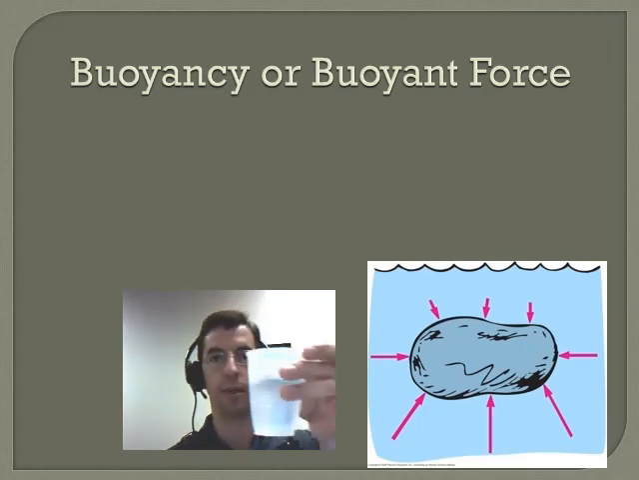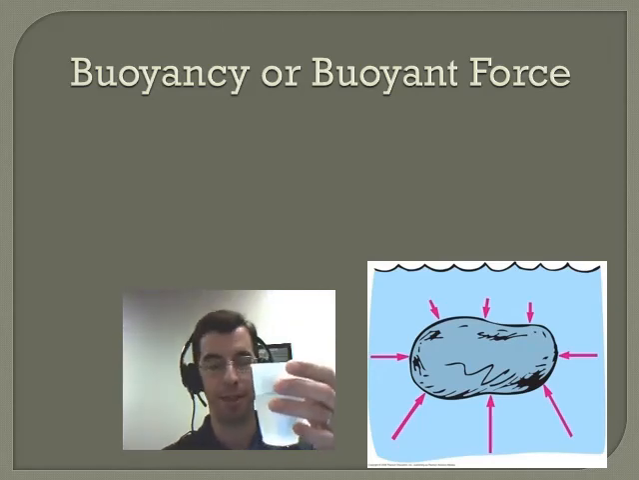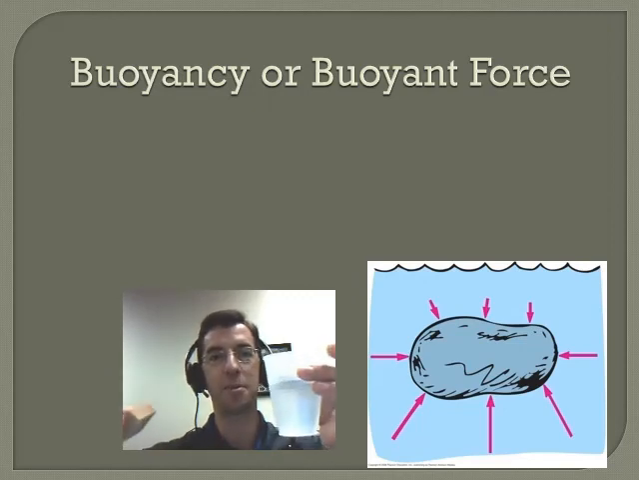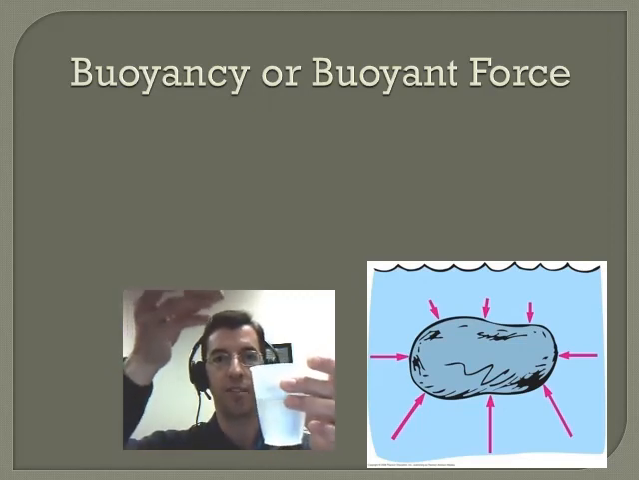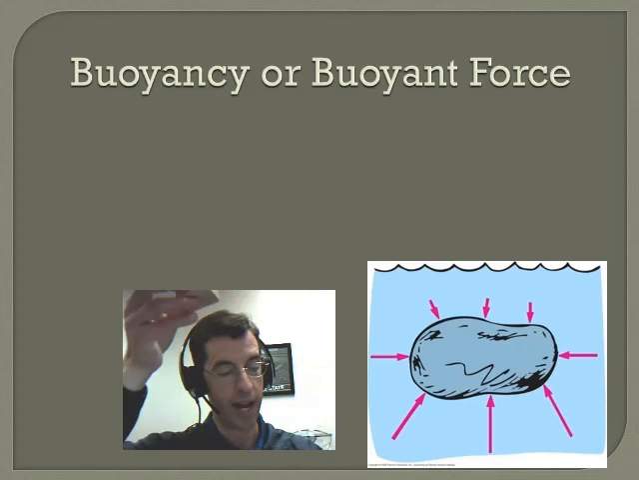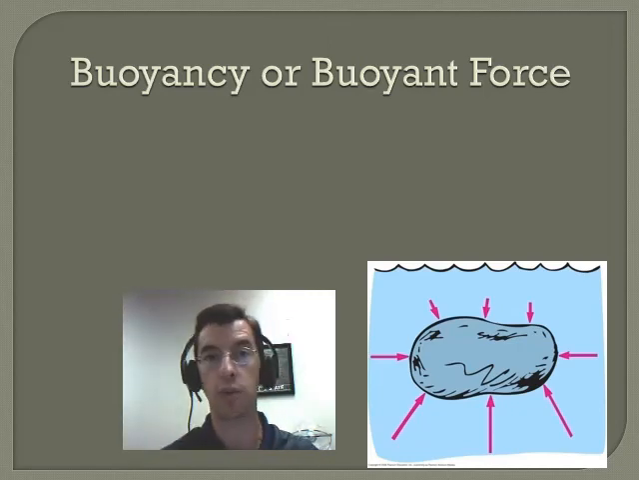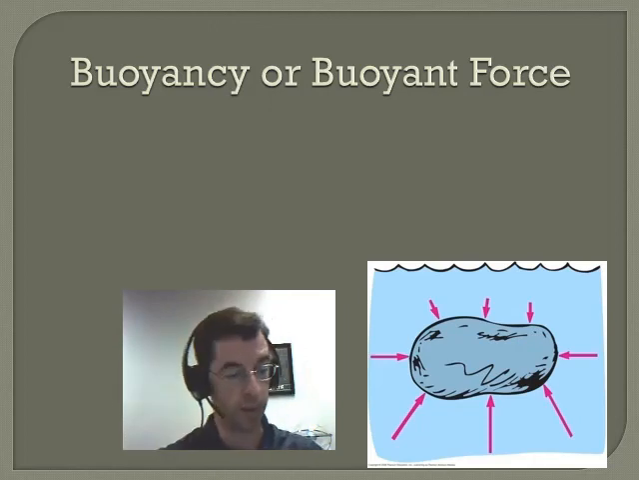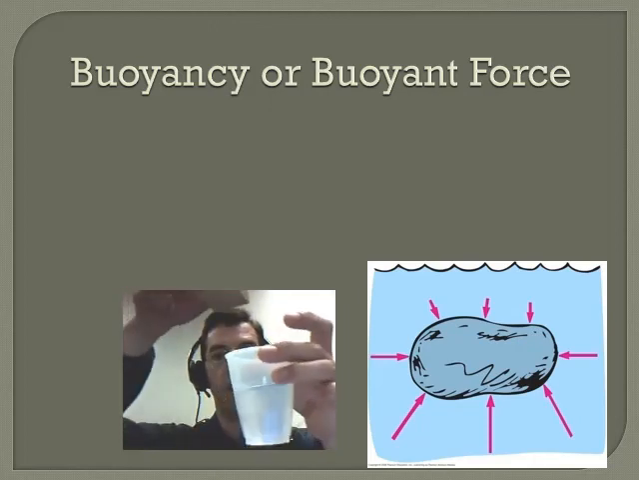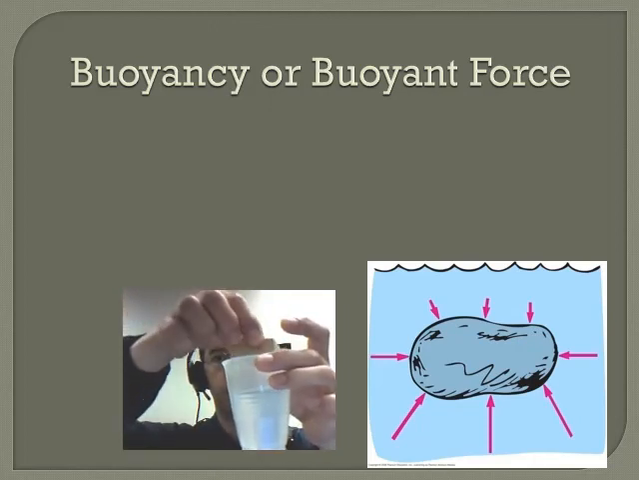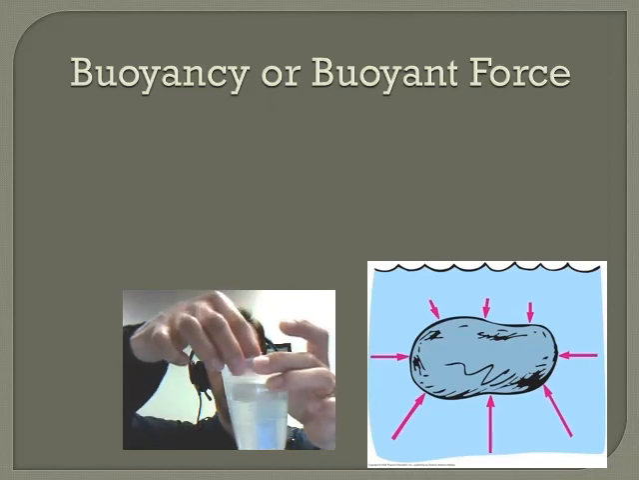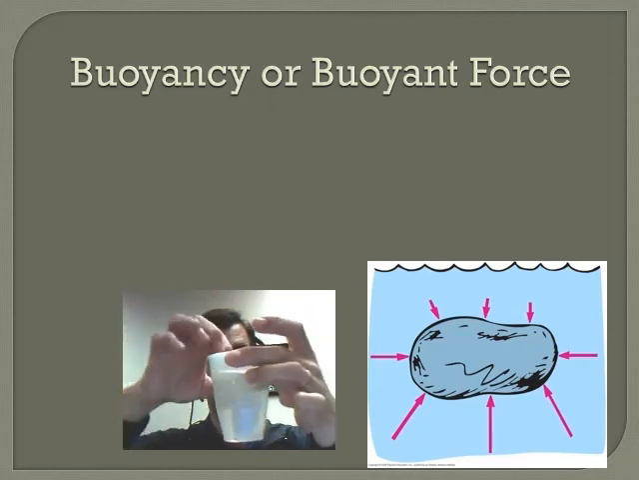So here's my swimming pool. Not much, but I'm on a teacher's salary. Again, it takes a lot of work for me to lift my friend right now. And of course, what happens when I don't lift my friend? My friend is accelerated downward due to the force of the earth pulling on my friend. But now what if I don't lift him and I drop him in a cup of water here?